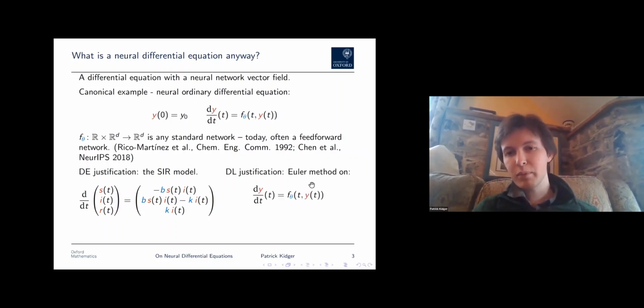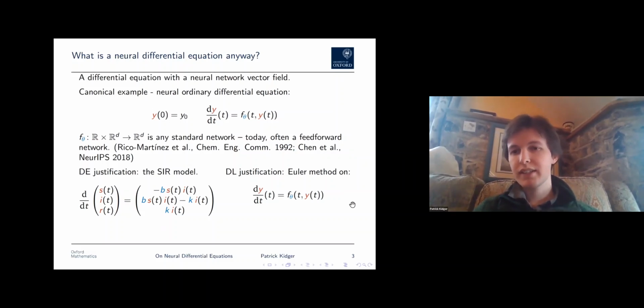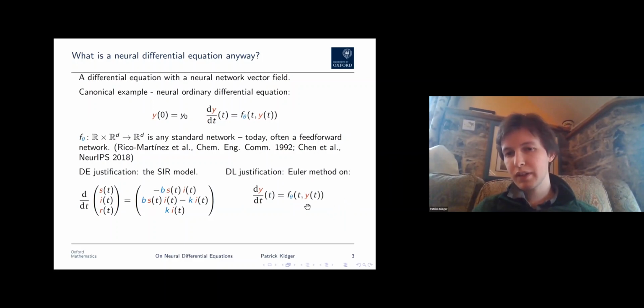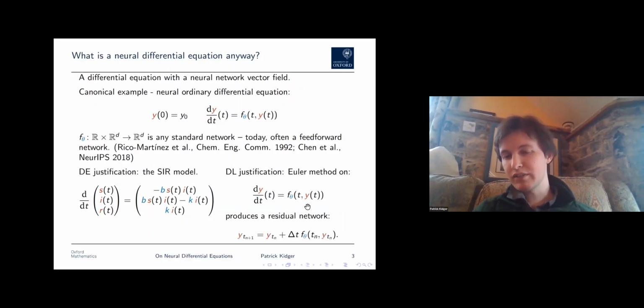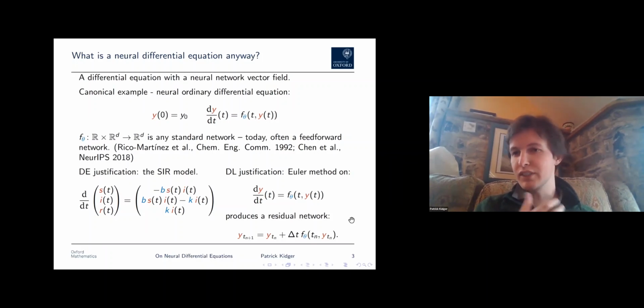And then again, probably many of you have already seen this, but if you're coming from deep learning, then you take a neural ODE, you apply the explicit Euler method, and you get out a residual network. So the story here, conversely, is that if you do deep learning and care about deep learning, then actually neural differential equations are somehow secretly already there.